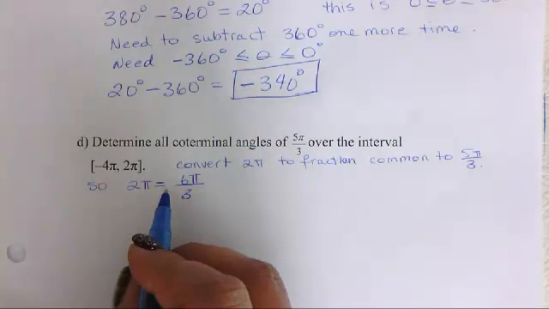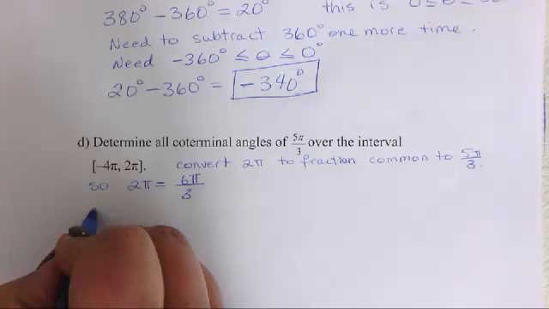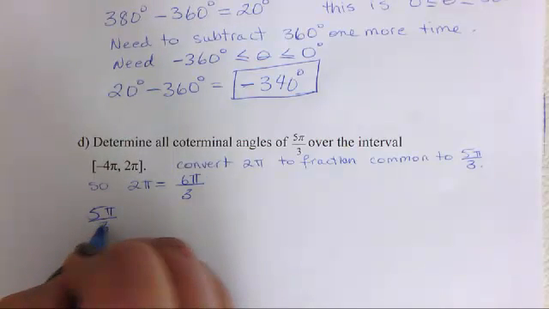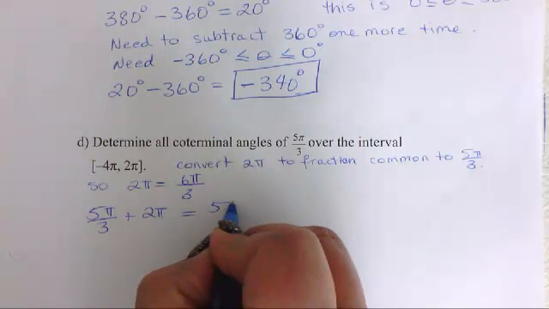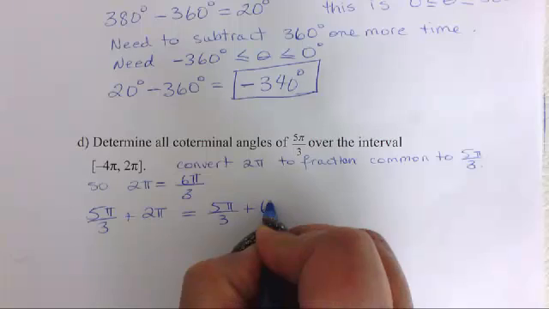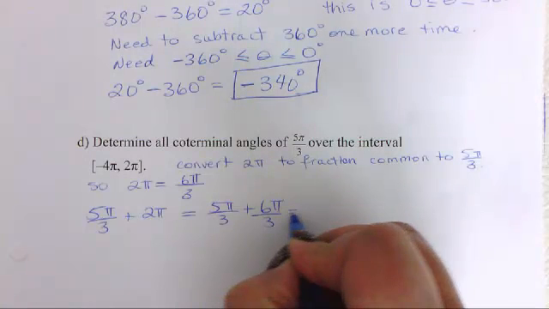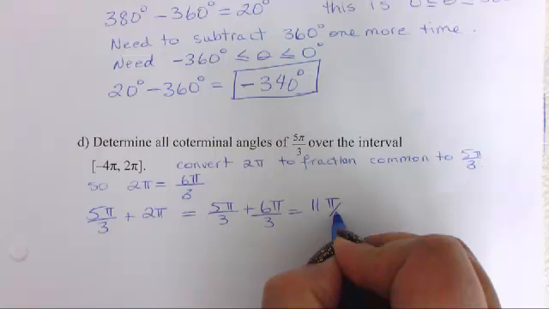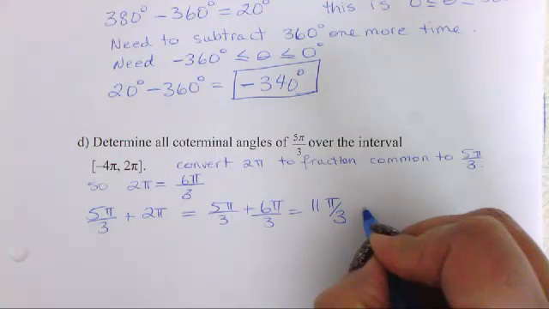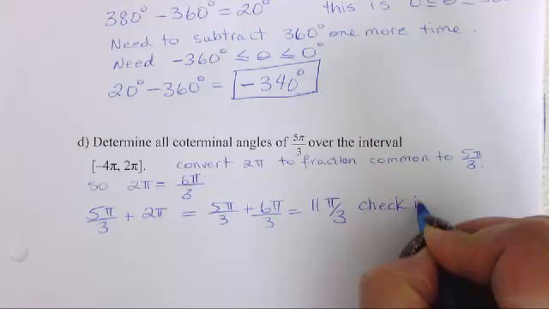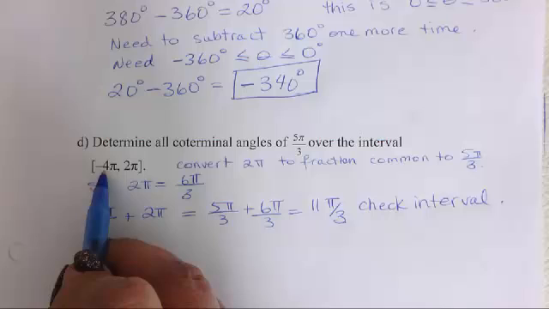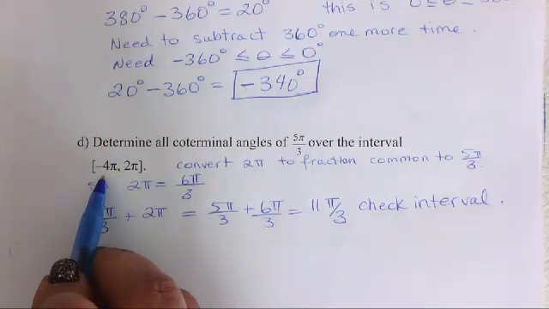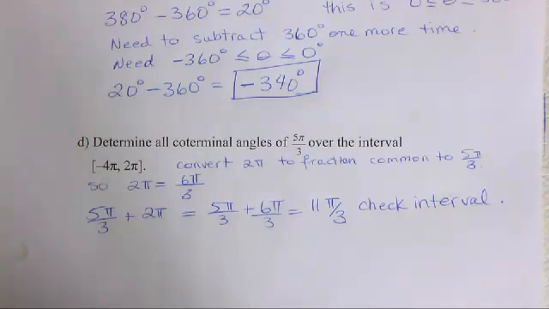All right. Now I'm going to take my 5 pi by 3. I'm going to add 2 pi to it. And that is going to be 5 pi by 3 plus 6 pi by 3, and that equals 11 pi by 3. Now I need to check the interval. Does it fit in here? Well, I don't think so. But you can double check that.